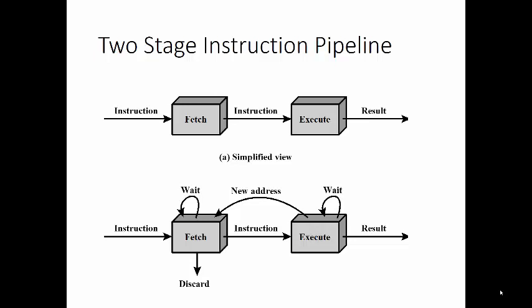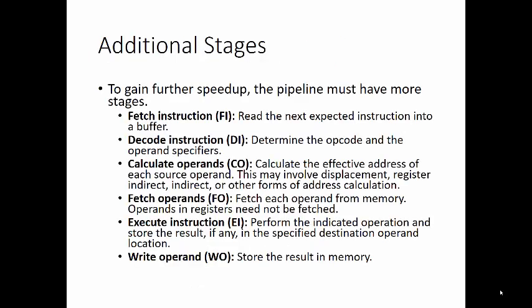Part B shows this pipeline in more detail, and we don't actually get double performance from this for a couple of reasons. One, the execution time is a bit longer than the fetch time, and two, jump instructions can throw a monkey wrench into the works. We'll talk about that a little bit later, but we can perform some guessing to make this performance a little bit better. So we can actually expand this to additional stages to get further speed up.